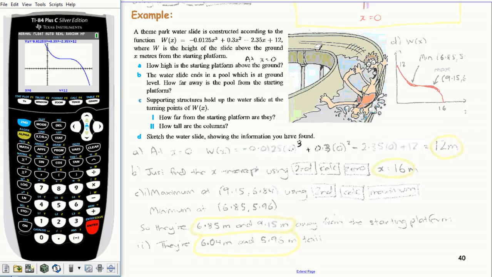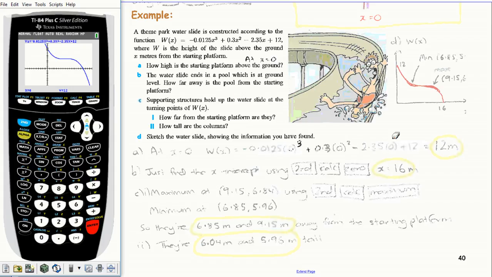You could also do what I did here. At x equals 0, this function, and then just plug in 0 wherever you see x, is negative 0.0125, brackets 0 cubed, plus 0.3, brackets 0 squared, minus 2.35, brackets 0, plus 12.